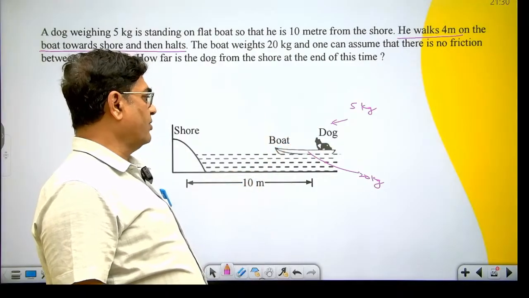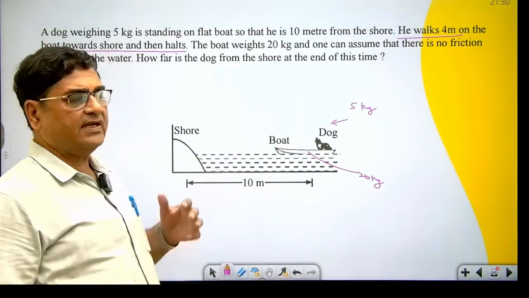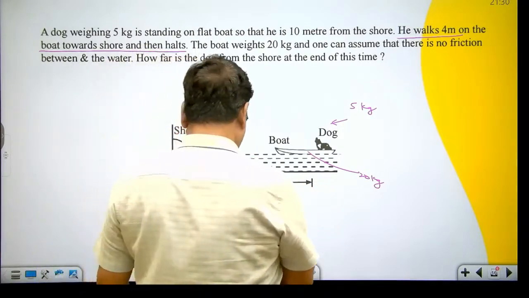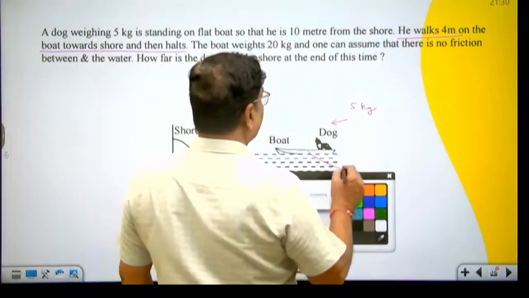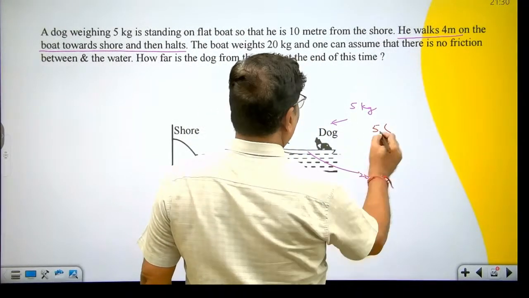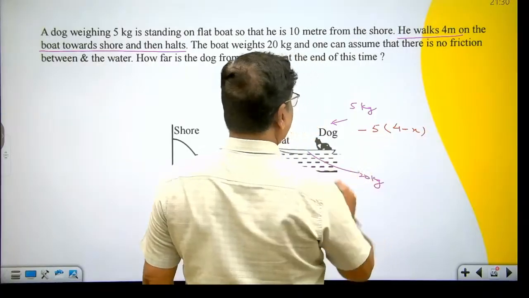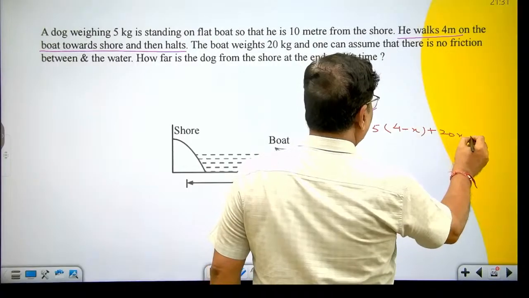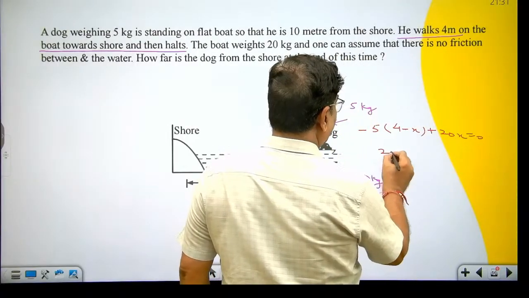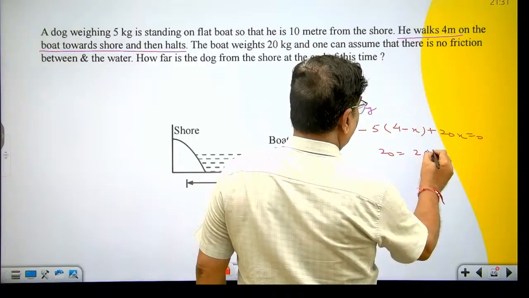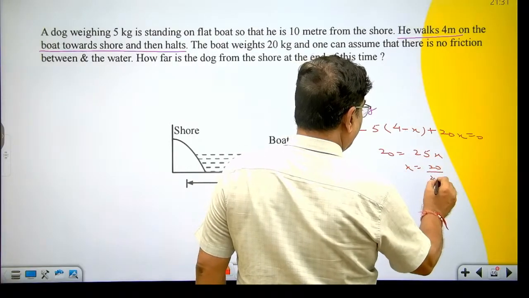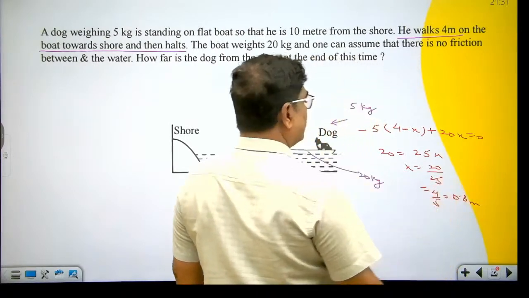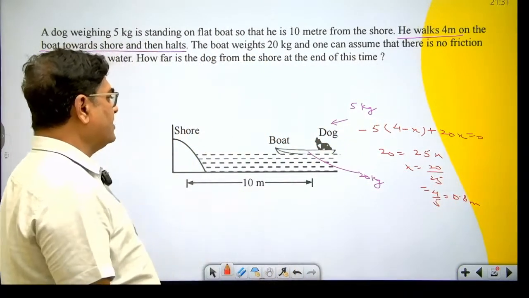So the displacement of the dog in ground frame will be how much? 4 minus x, taking leftward direction as minus x. Okay, so we can write the equation 5 into minus of 4 minus x, this is minus because we have taken leftward direction as negative, plus 20x equal to 0. After solving this, 20 equal to how much? 25x. So x is how much? 20 upon 25, 4 upon 5. This is 0.8 meter. Since the answer is coming positive, our assumption is correct.